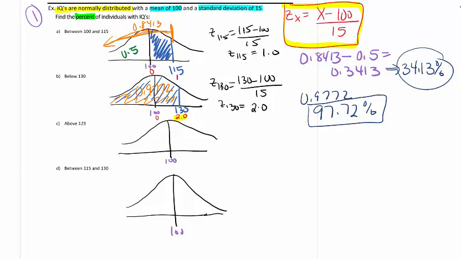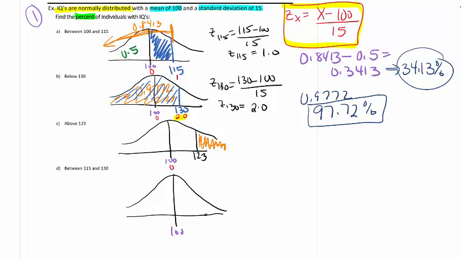Going to C, C says we want above 123. So I'm going to, again, label this piece. 123 is above 100, so that's important that you're drawing it correctly. We want the area above 123. So again, I don't have to standardize that one. I don't really need it, but I go ahead and put it on there. My first step is going to be draw it, which we drew.